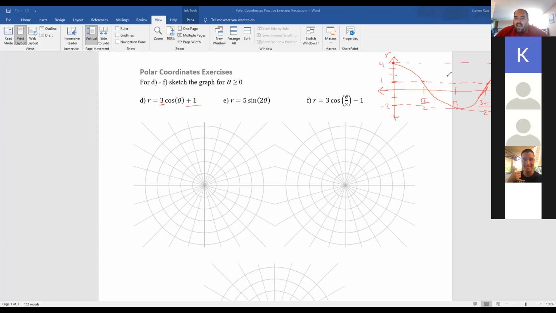But now I have the R values from this graph. I can just kind of, basically, convert this graph to this polar one. So let's look at this first point here. This first point here is going to be 4, 0, right?